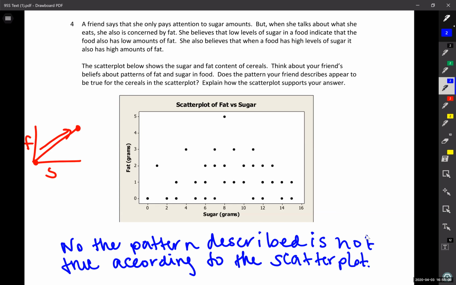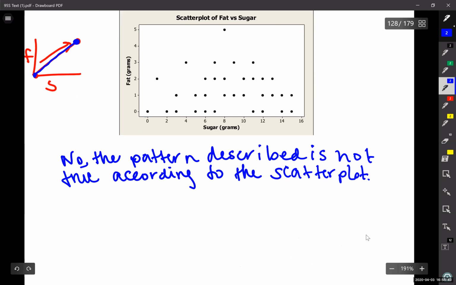And then fill in any extra words that help you understand this picture. These dots do not follow a line up. Up is what I was focusing on because that's what the gal was saying: low fat, low sugar, high fat, high sugar. You could say, well, what if it was backwards? What if it's actually a pattern, but it's just going down? Try it out. Nope, those dots aren't anywhere close to that line. There is no pattern, just a mess that we see. So the pattern described is not true according to the scatter plot.